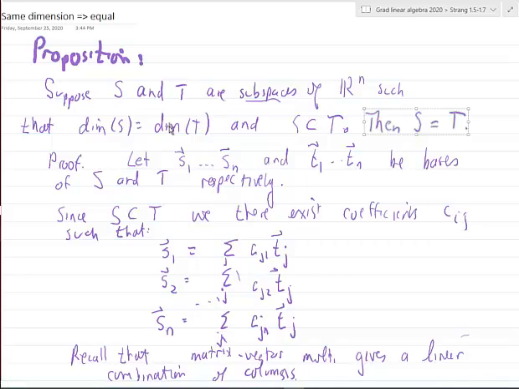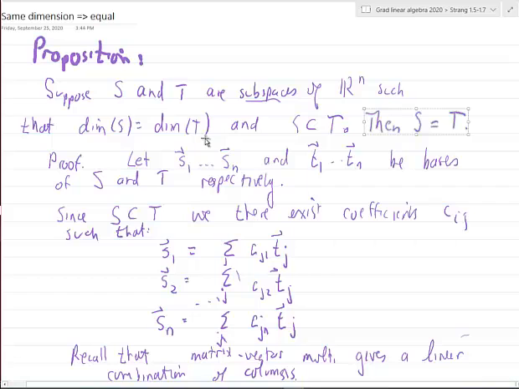Okay? So we know that if the dimension of S is equal to the dimension of T, then S and T have bases of the same size. So I'm going to say that the dimension of S and the dimension of T is equal to n, and so S1 through Sn is a basis of S, and T1 through Tn is a basis of T. Now, what does it mean that these are a basis? That means that everything in T is a linear combination of these vectors. Everything in S is a linear combination of these vectors.